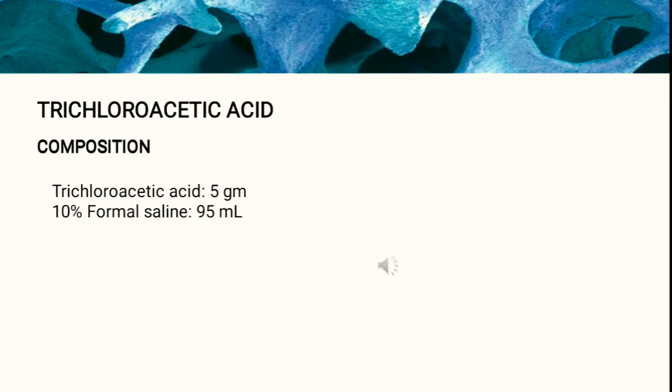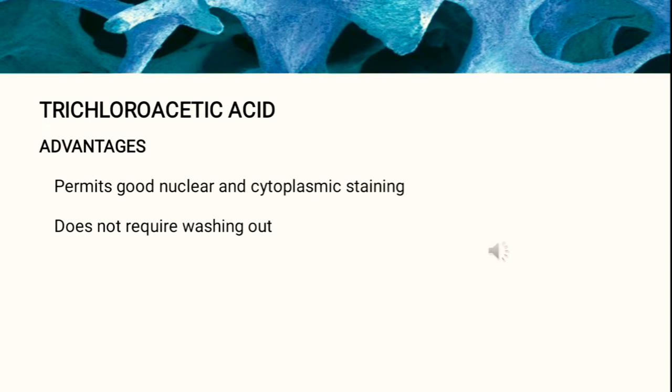Next, we have our trichloroacetic acid, or TCA. In order to prepare your TCA, you need 5 grams of trichloroacetic acid mixed with 95 ml of 10% formalin. Advantages of using TCA: it permits good nuclear and cytoplasmic staining, and it does not require washing out.